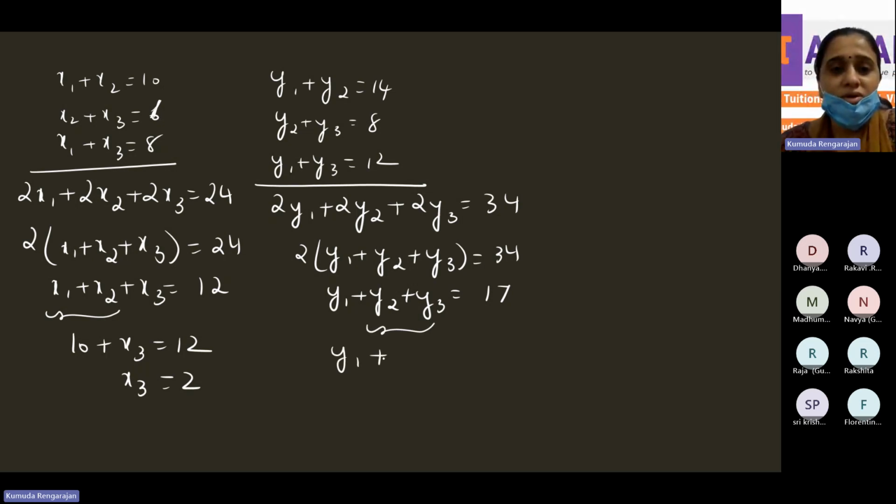In the same way here, you can maybe substitute y2 plus y3. So y1 plus, what is y2 plus y3? 8, is equal to 17. So you get y1 is equal to 17 minus 8, which is 9.